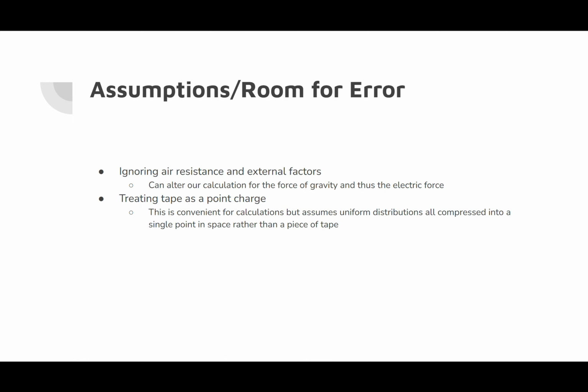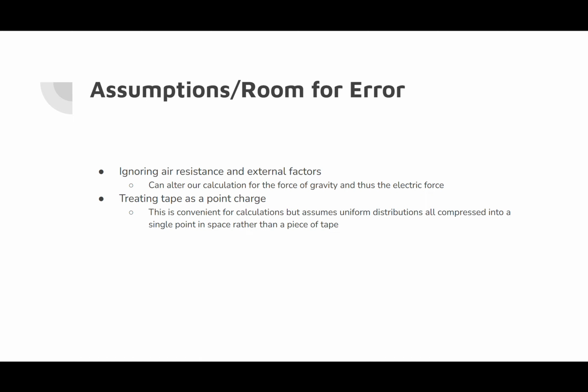As far as assumptions we made throughout the experiment which create room for error, we ignored air resistance and external factors on tape B, which can alter the calculation for the force of gravity, which alters the electric force calculation, and which changes all the other calculations as well.